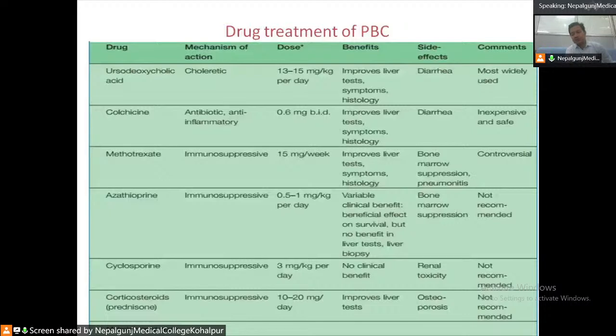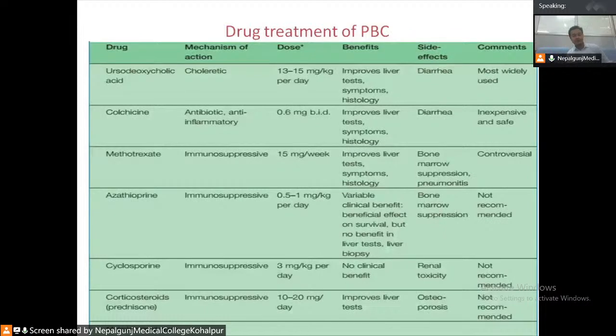These are the immunosuppressive drugs. Colchicine is not immunosuppressive, it is anti-inflammatory. These drugs were given in the past, but they have no benefit in terms of improving liver biochemistry, symptoms, or progression of the liver disease. So these drugs are not given nowadays, but just remember the most important drug is ursodeoxycholic acid. Methotrexate, azathioprine, and cyclosporine are not that effective and are generally not given nowadays.